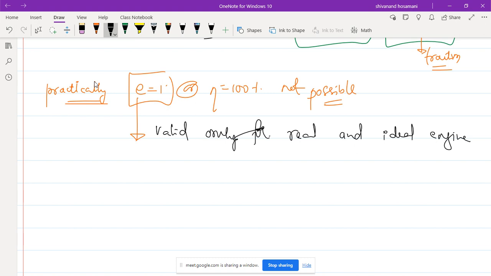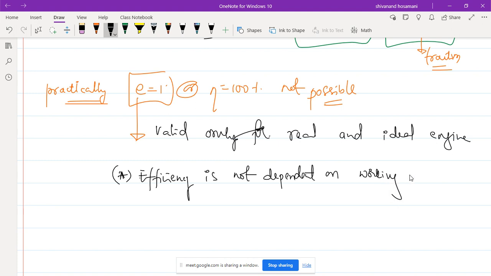Efficiency is not dependent on working substance. Another point is that efficiency is not dependent on working substance. Next, to maximize the efficiency, it is easier to decrease the T2 rather than increasing T1.